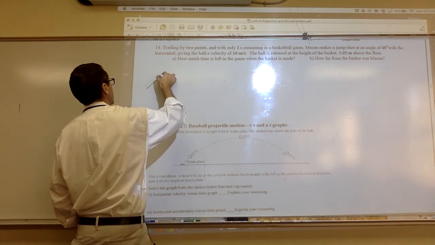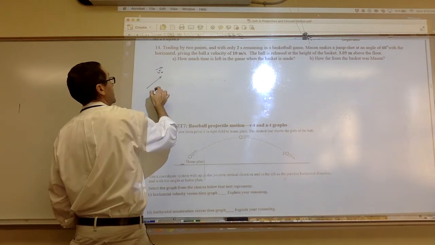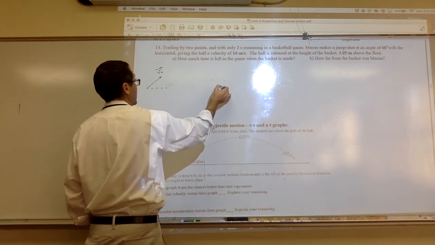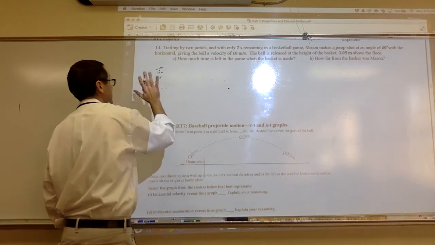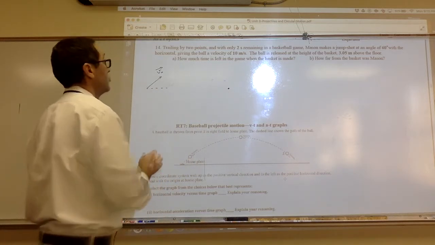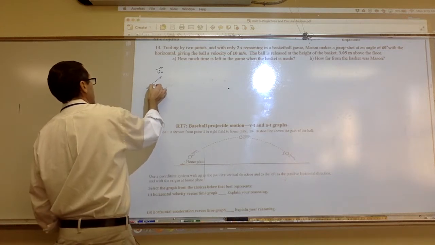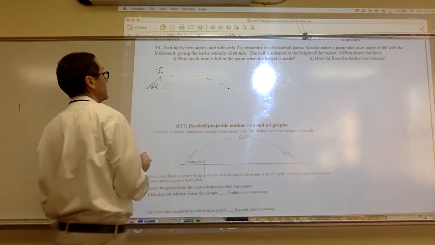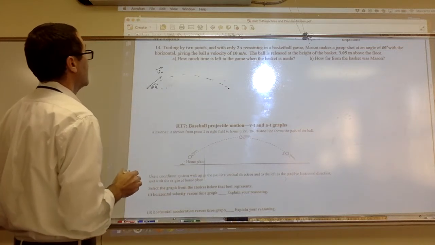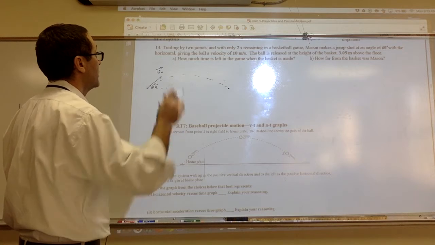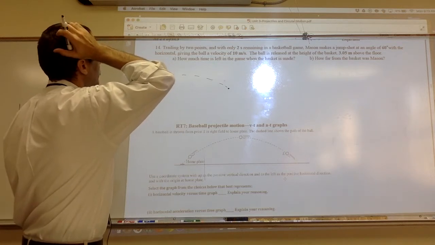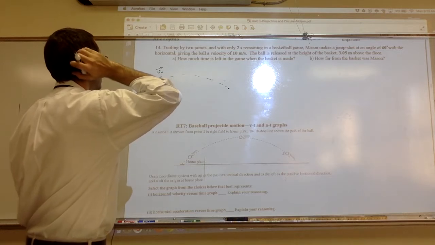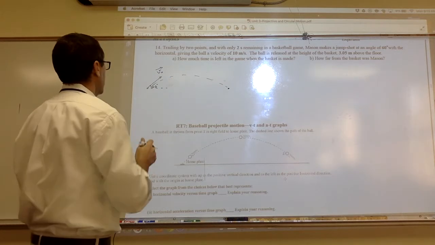So the ball is given a velocity V0, 10 meters per second, and the basket is at the same height when he releases the ball. And the angle here is 60 degrees. And so the ball does this, and it just lands back in there. How much time is left in the game when the basket is made? So we have to figure out how long the ball is in the air, and take that away from 2 seconds to figure out how much time is left on the clock.